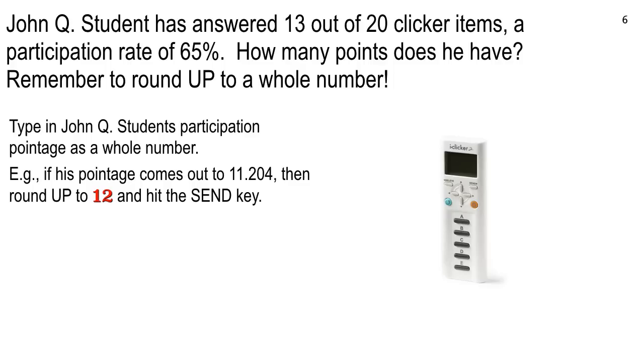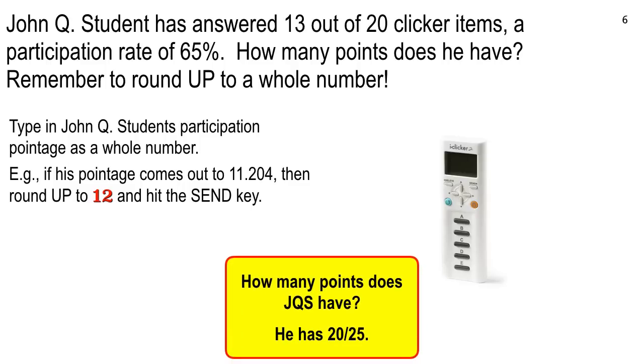You guys are doing good. All right. So 60. Raise your hand if you got 20. Nice. That's the correct answer. Okay, so John Q. Student gets 20 out of 25.